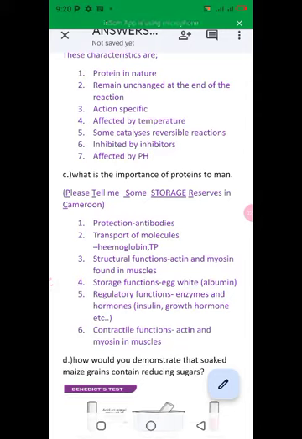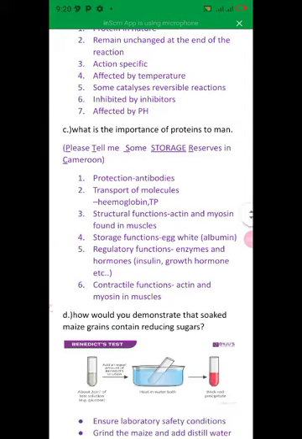For protection, we have antibodies. These antibodies have immunological functions, meaning they protect us against foreign entities. For the transport function, we have hemoglobin and transport proteins. Sorry, hemoglobin is HEM, not HWM. Talking about the structural function, we have actin and myosin, which are found in muscles.